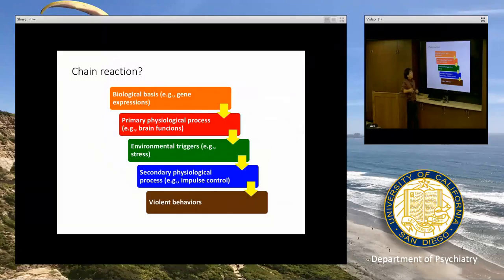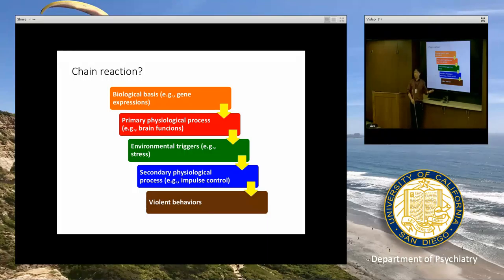The chain reaction is based on the assumption that behavior usually starts from the original biological basis, the gene. Then the gene leads to the functionality of our biosystem, and for behavior, primarily the brain. So brain function is considered the primary physiological process, and we need to measure that. It is the first layer of physiological process responsible for violent, aggressive behavior.